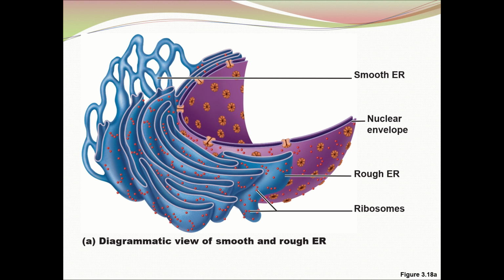The smooth ER lacks ribosomes, and it will not synthesize proteins. Instead, it will synthesize lipids that will be part of the membranes. It will also detoxify substances, and it's important in cholesterol synthesis too.